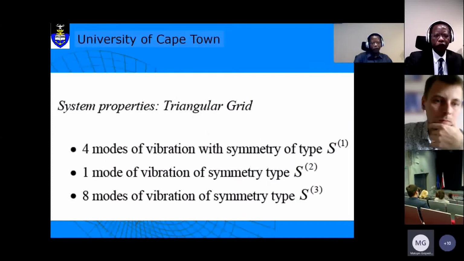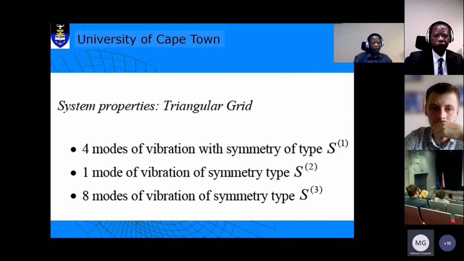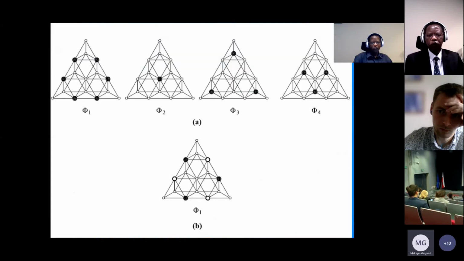For the triangular grid belonging to symmetry group C3V, the results show that subspaces S1, S2, and S3 have 4, 1, and 8 basis vectors respectively, which all add up to the 13 degrees of freedom of the grid. The symmetries of the subspaces are evident when the basis vectors are plotted.